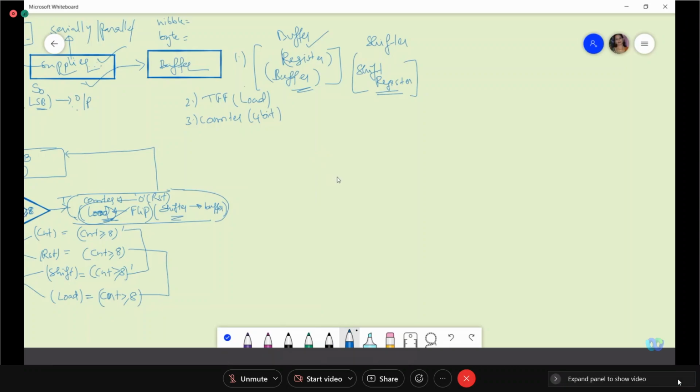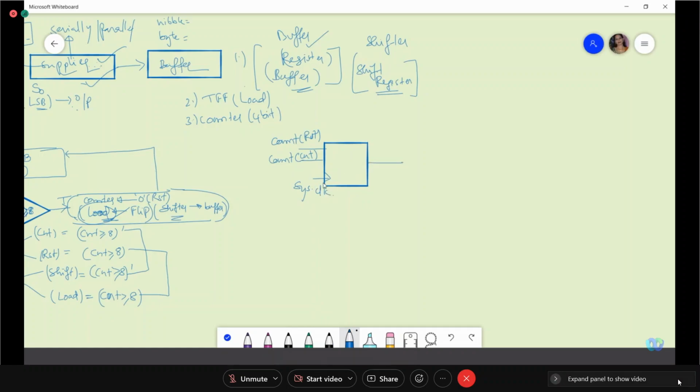Where do you start? Say you take a 4-bit counter, which will be getting signals of what are the signals that are to be issued. Only those signals I'm writing: when the counter should reset, when the counter should count, and it is based on the system clock.